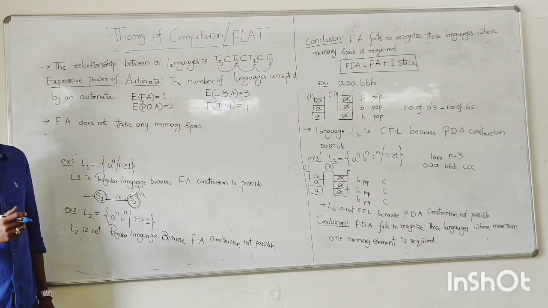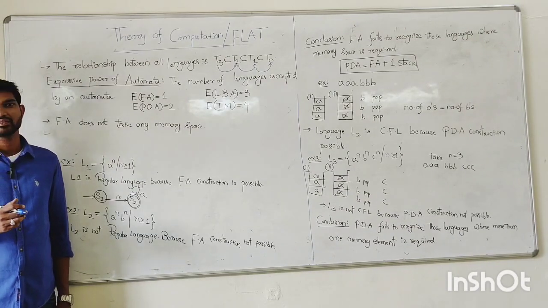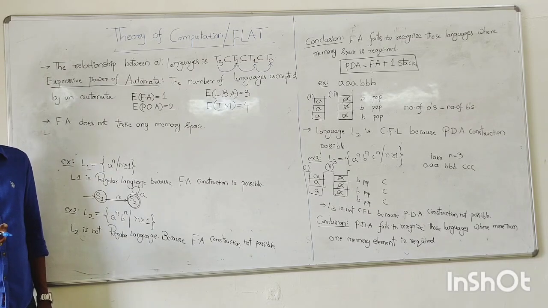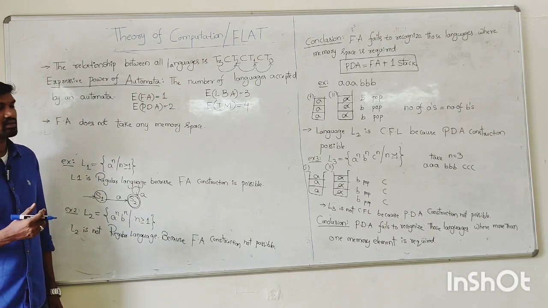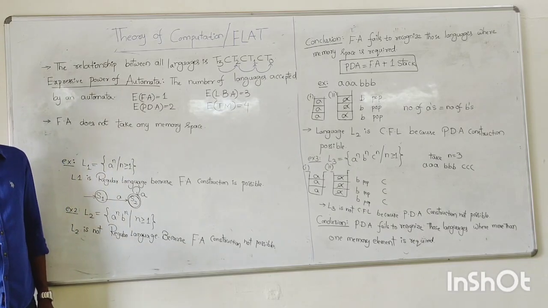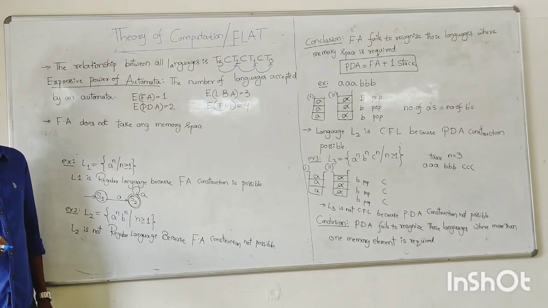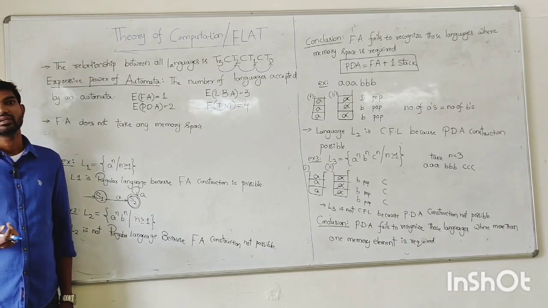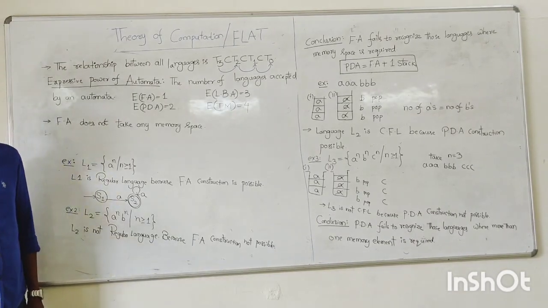And type 2 language is also called context free language, which is accepted by pushdown automata. And type 1 language is also called context sensitive language, accepted by linear bounded automata. And the last one, type 0 language, is also called recursively enumerable language, accepted by Turing machine.